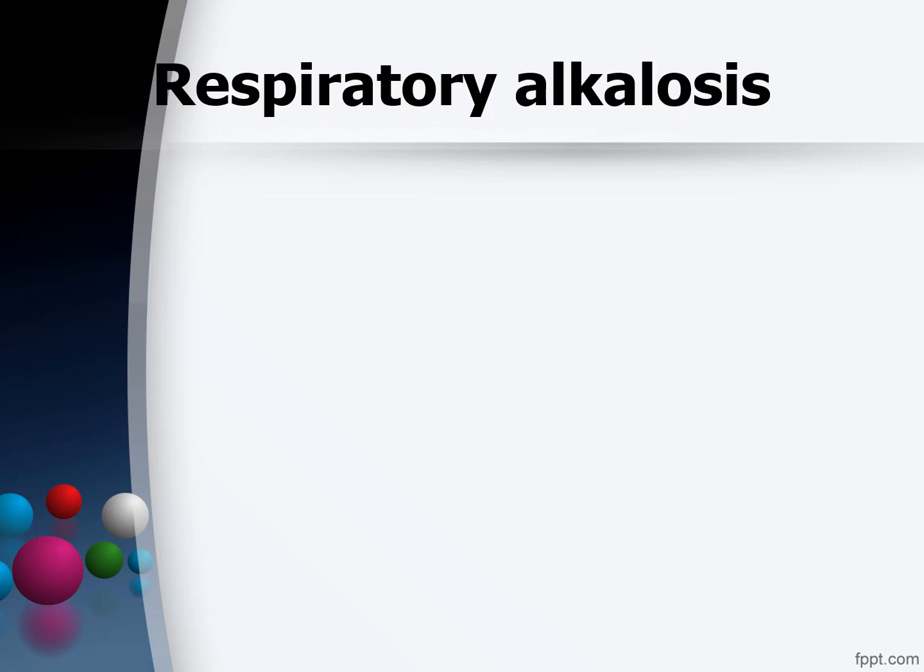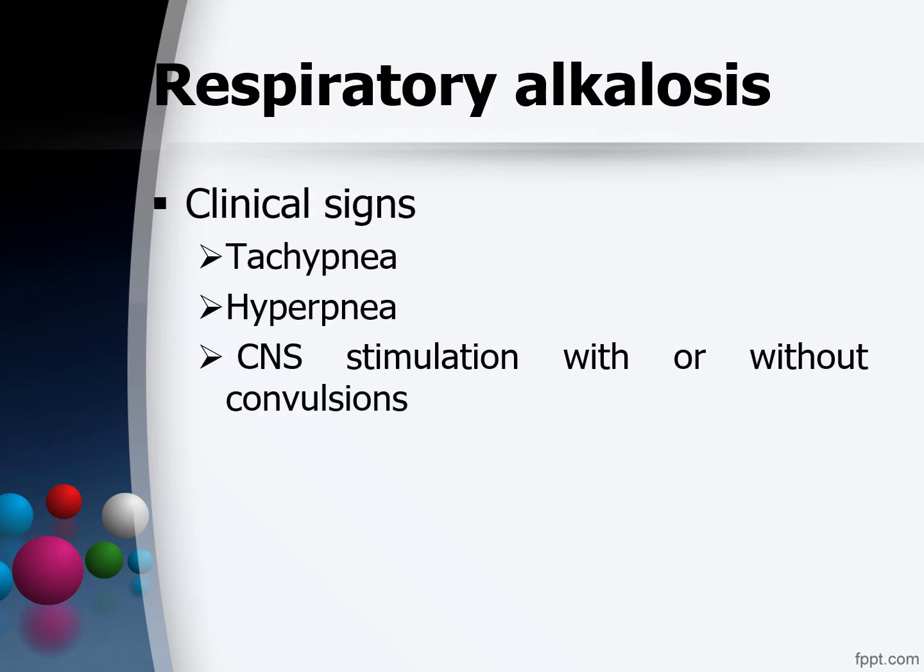The clinical signs of respiratory alkalosis include tachypnea, hyperpnea, and CNS stimulation with or without convulsions. So when we say tachypnea, that is an excessively high rate of breathing with the implication that the breathing is shallow, while hyperpnea is an increased minute ventilation.